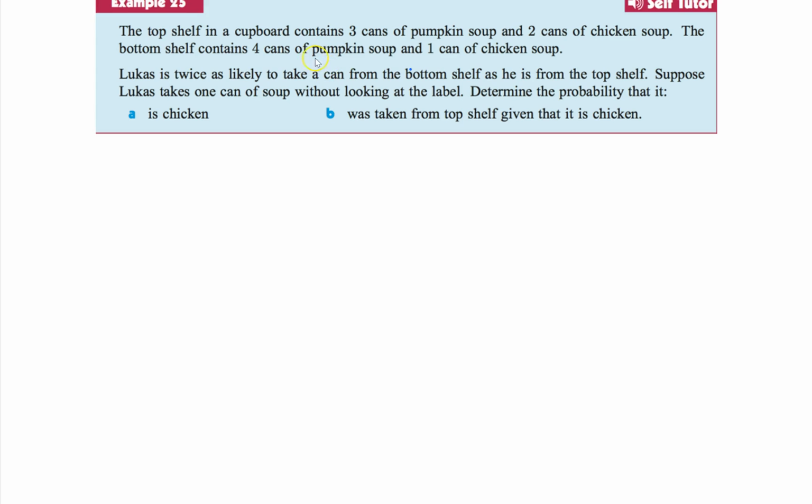So I hope you can see it's a little different than the Venn diagram. They didn't tell you a total. They didn't say you have so many of these, so many of those. There's no "and" or "both," there's no "neither." This is more of a tree diagram. You have options: you could go top or bottom shelf. So we're going to draw a little tree diagram here. Here's our little shop clerk trying to decide what to pick. So, top shelf, bottom shelf.